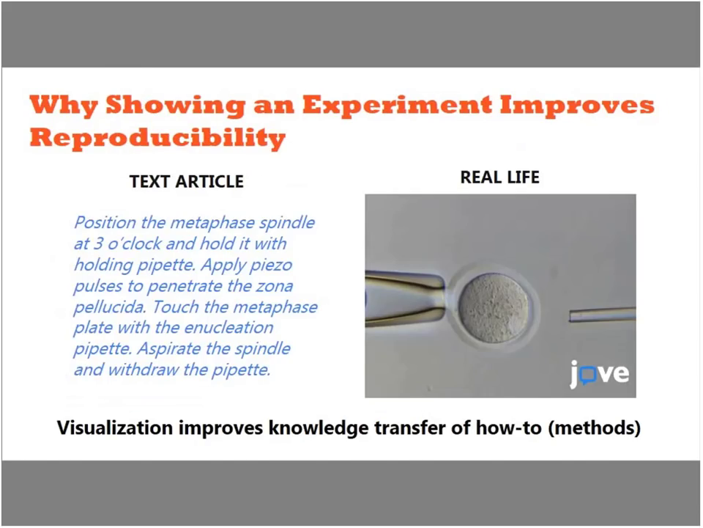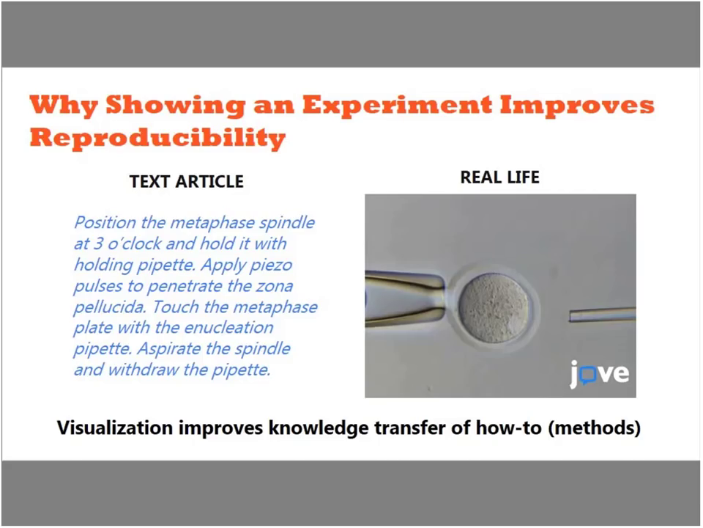And there's a solution to this, though. When you're looking at these issues, typically what you get in the text portion of the protocol is this text on the left. Now, you're lucky if you get this much description, and it says, position the metaphase spindle at 3 o'clock and hold it with a holding pipette. Apply piezo pulses to penetrate the zona pellucida. Touch the metaphase plate with the enucleation pipette, aspirate the spindle, and withdraw the pipette.